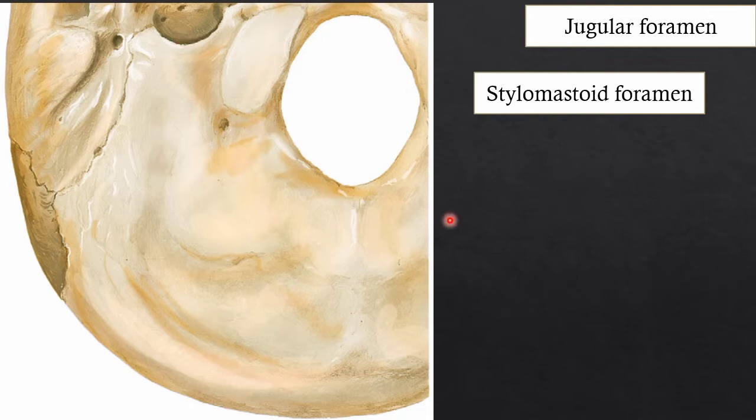What are the foramina they usually ask? Here you can see the stylomastoid foramen, which is present between the mastoid process and the styloid process. It passes the facial nerve and the stylomastoid artery. Then there is another foramen, which is present medial to the stylomastoid foramen. That is called the jugular foramen.